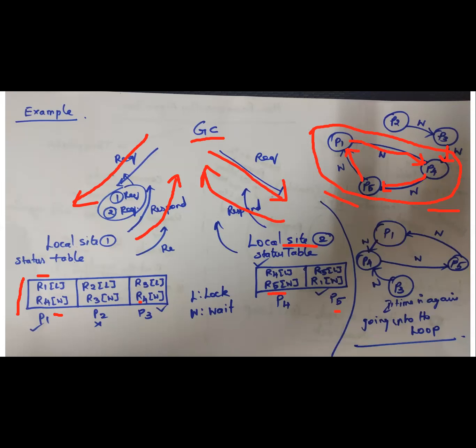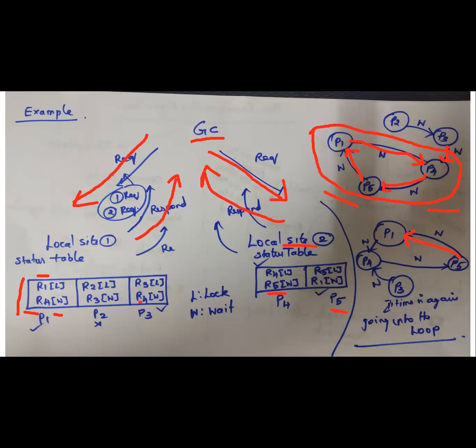So P5 is waiting for P1. You can see here, always you have to draw the wait-for graph. Don't draw the diagram for the locked one. You have to draw the wait-for graph for waiting. So P5 and P1, there is a common node. Are you following what I'm saying? R1 is locked.